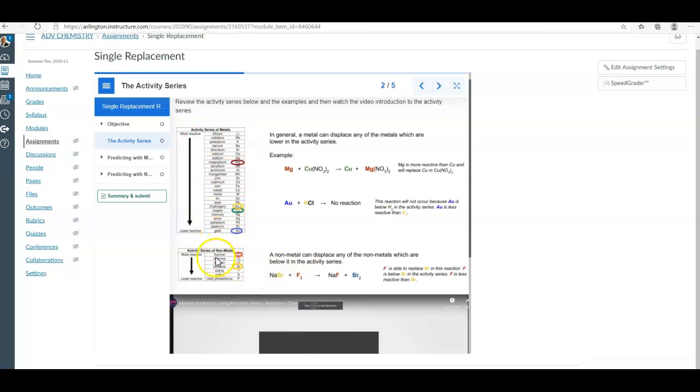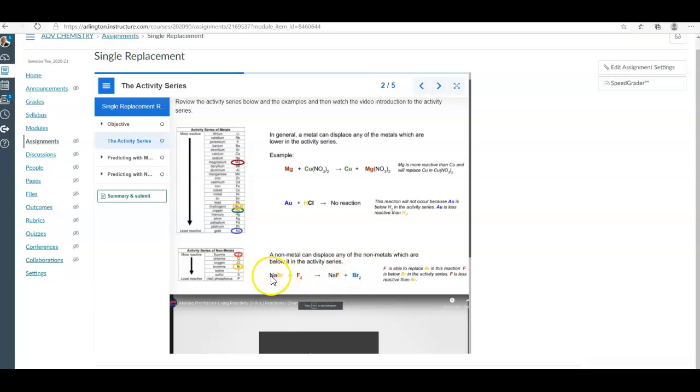Now, this second part is the activity series for non-metals. Take note, the activity series for metals is separate from the activity series for non-metals, although the non-metals are also arranged in order of reactivity from most reactive to least reactive. Here, most of them are halogens, group 17. Fluorine is more reactive than the other non-metals.